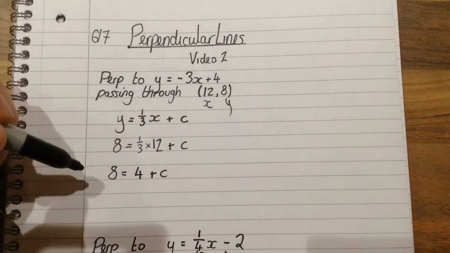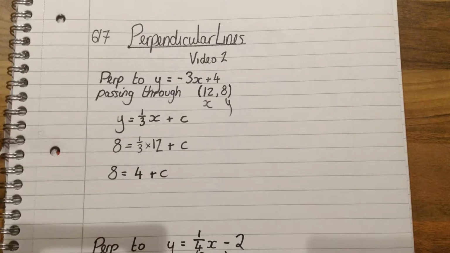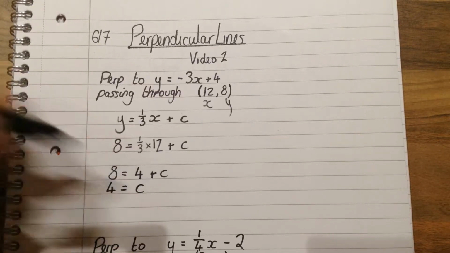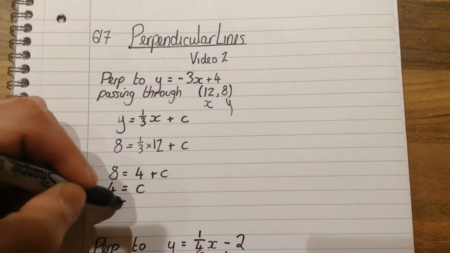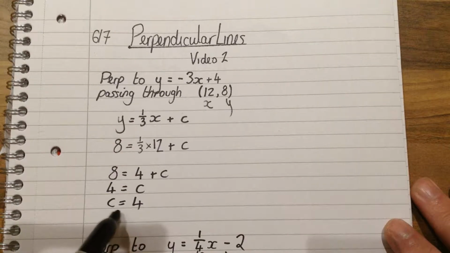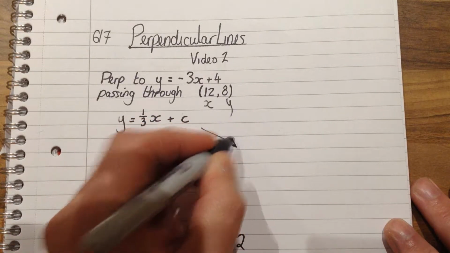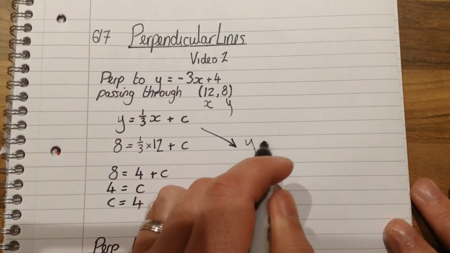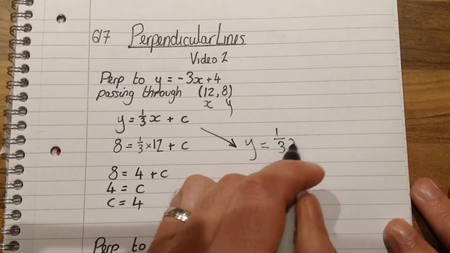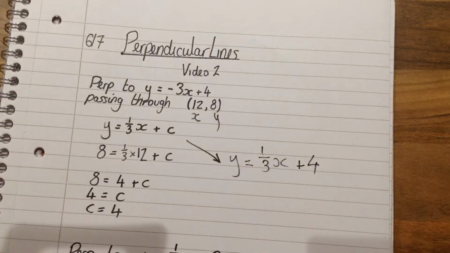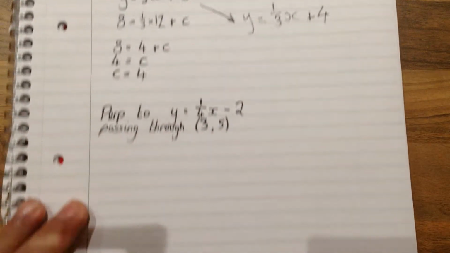So to find the value of c here, I'd have to take away 4 to leave the c all on its own. If I take 4 away, that gives me that 4 is equal to c, or if you don't like it that way, we can write that c equals 4. All I then need to do is put this into the equation that I found earlier, so this one. We know this bit we did earlier to find the gradient, so y equals 1/3 x, c is now 4, so I put plus 4 on the end. Let's have a look at another couple of examples.